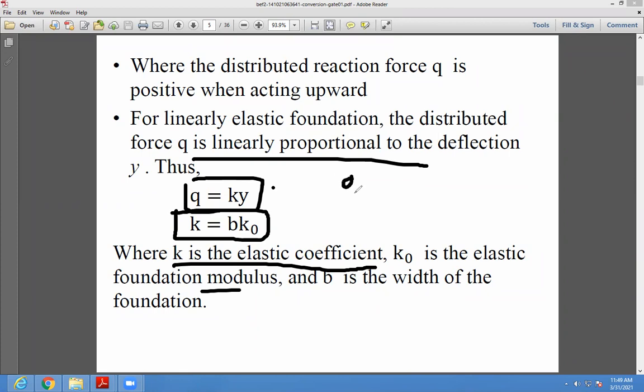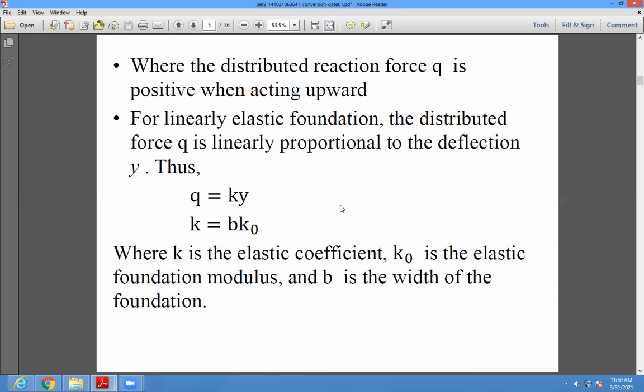Q is directly proportional to the deflection delta. The proportionality constant is taken as K, which is called the elastic coefficient. As per Winkler's model or Winkler's foundation theory, K is equal to B into K naught, where K naught is the elastic foundation modulus and B is the width of the foundation or the width of the beam, right?